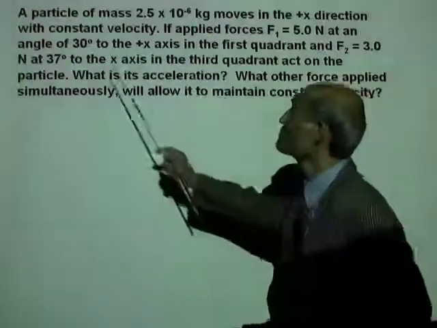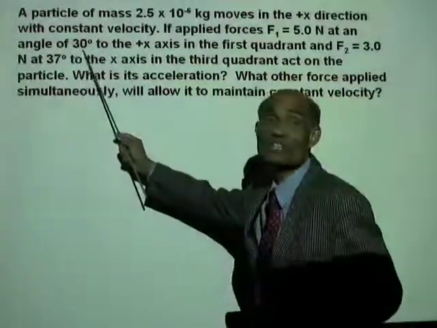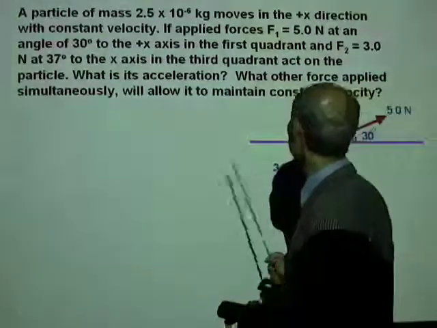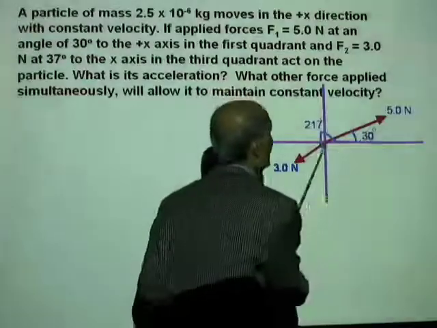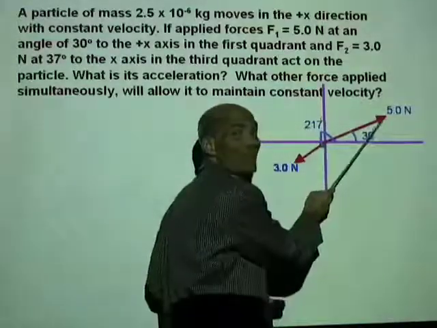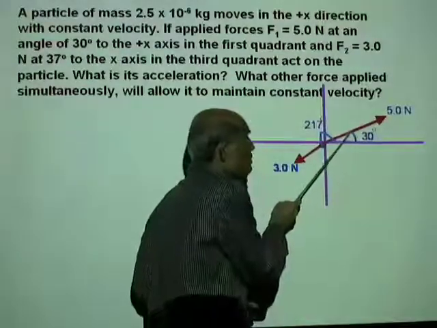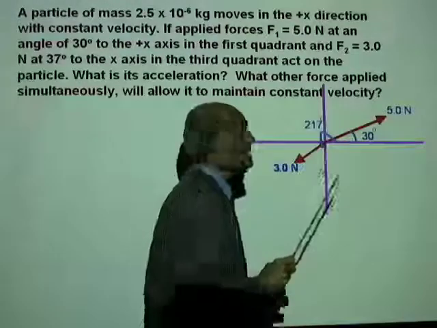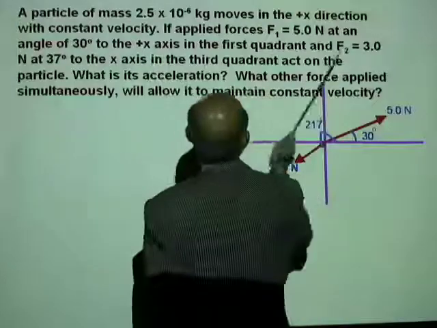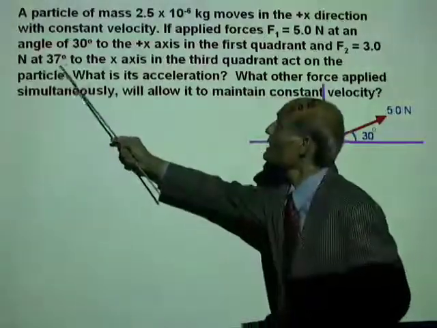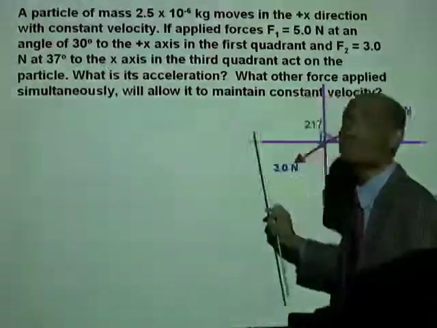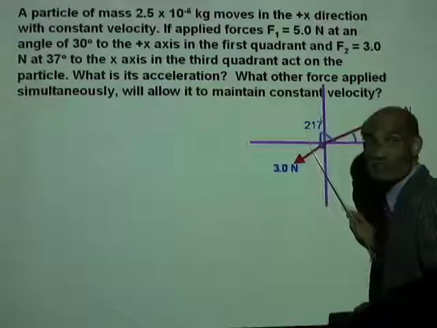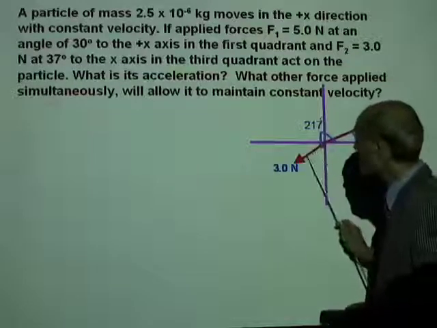F1 is 5 Newton at an angle 30 degrees to the positive x-axis, that is in the first quadrant. Here, F1 is 5 Newton at an angle 30 degrees in the first quadrant. The second force is 3 Newton 37 degrees to the x-axis in the third quadrant. That means it is this angle that is 37.